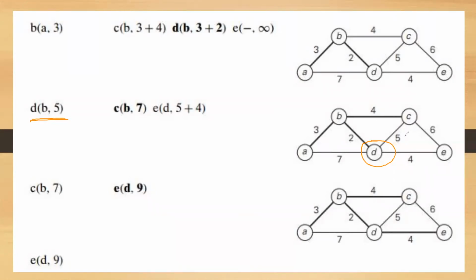Distance of D plus the cost of the edge. So 5 plus 5 becomes 10. Now check whether that 10 is lesser than 7, the previous value. It is not lesser. Isn't it? It is not lesser, and therefore that value doesn't get updated, and the same value that is there in the previous step, C, B, 7, gets copied in the next step also. No changes.